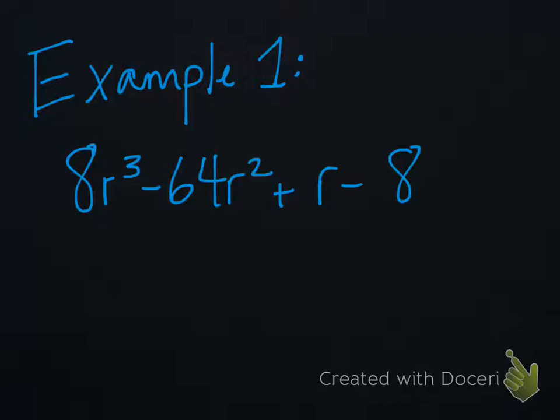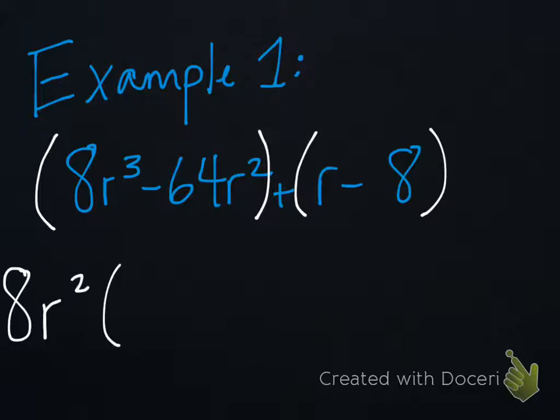Alright, example 1 here, we have 8r cubed minus 64r squared plus r minus 8. So the first thing I check for is, is it in standard form? In this case it is, because the cubed is first, then squared, then r, and then the constant is at the end. So I'm going to group the first 2 terms together and the last 2 terms together. Once I have my groups, I'll factor out a greatest common factor. The greatest common factor of the first group is going to be 8r squared. Once I factor that out of the first group, I'm left with r minus 8.